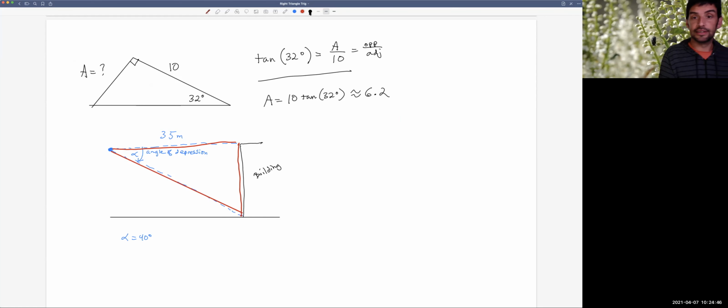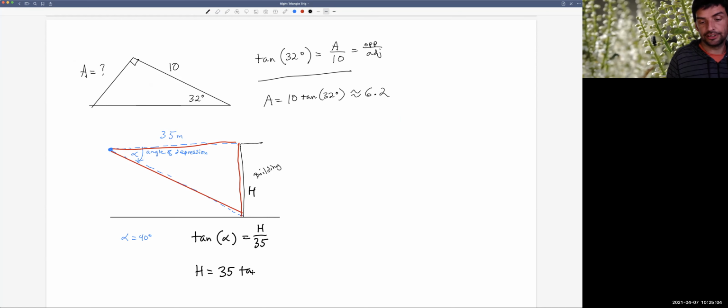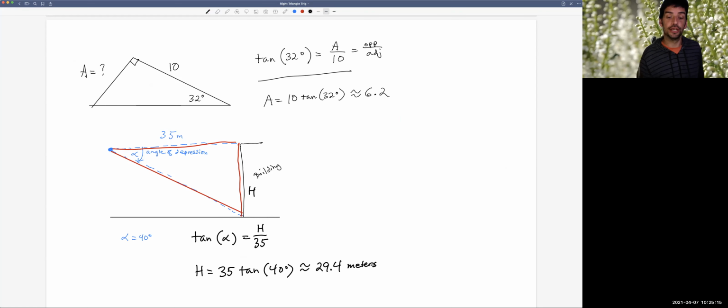Right? And then it's clear to see that the tangent of alpha is equal to, call this H the height of the building, the opposite over the adjacent, 35 meters. Again, we do a little bit of algebra. H is equal to 35 times the tangent of 40 degrees, which a calculator gives the approximation 29.4 meters tall. And so we can do these kinds of geometry problems using these really handy rules about triangles. They're really just rules about the proportions of sides of right triangles.